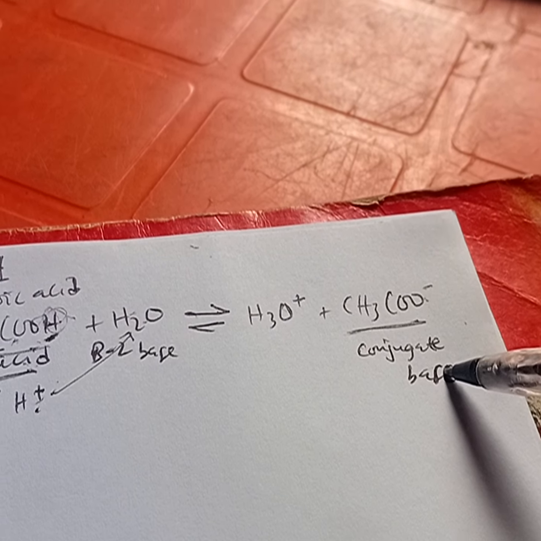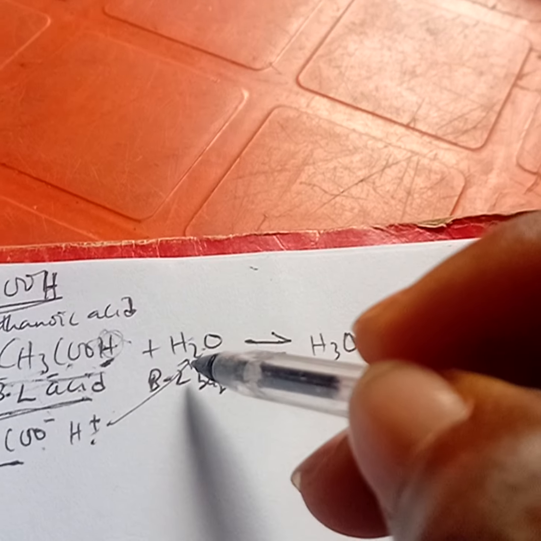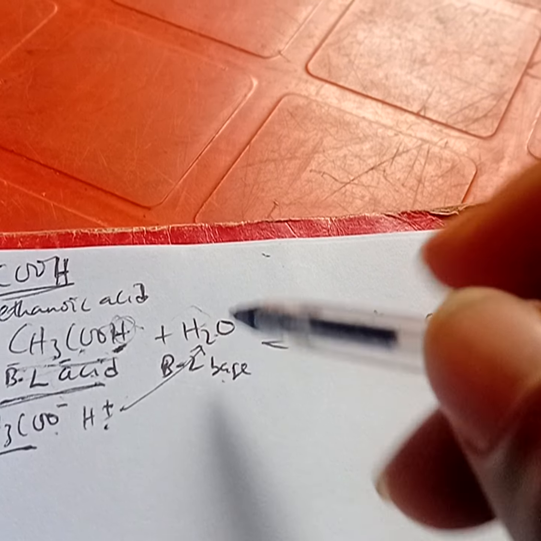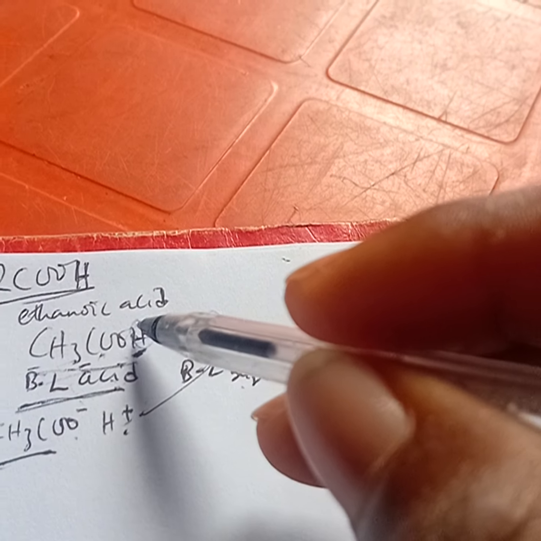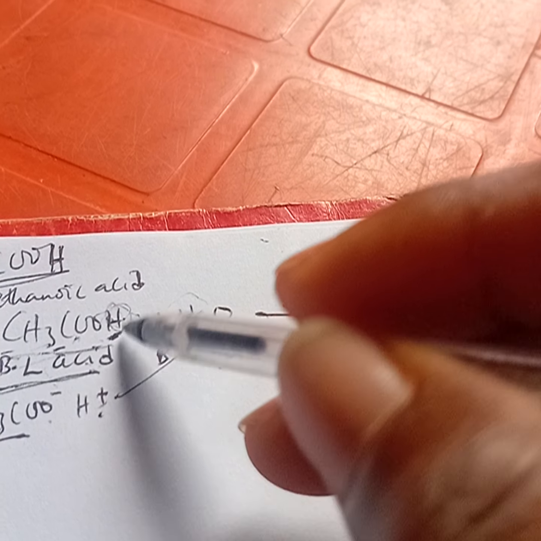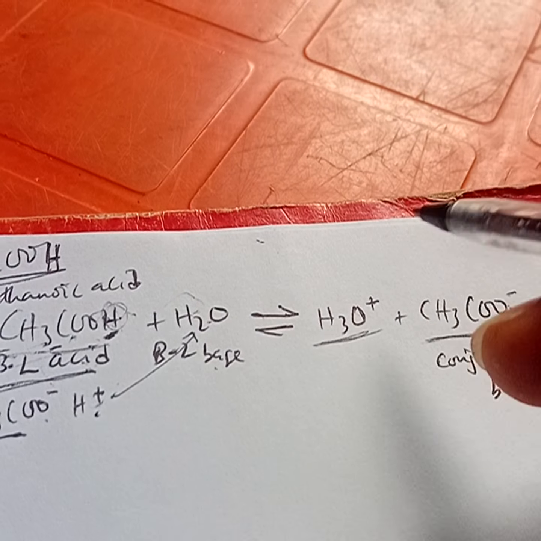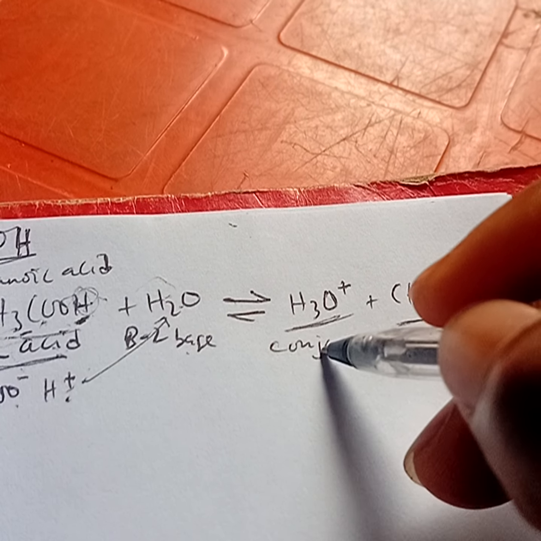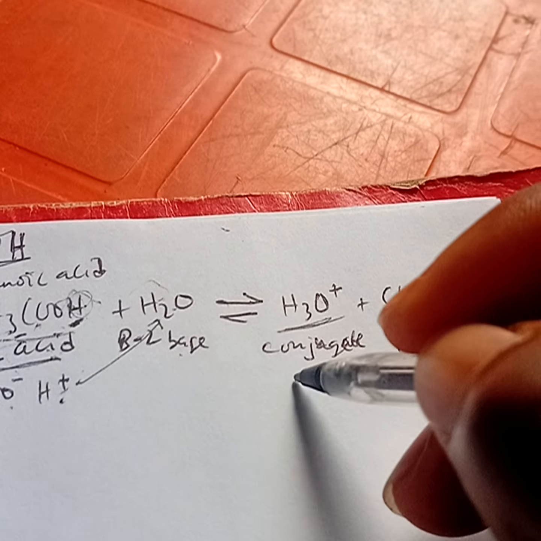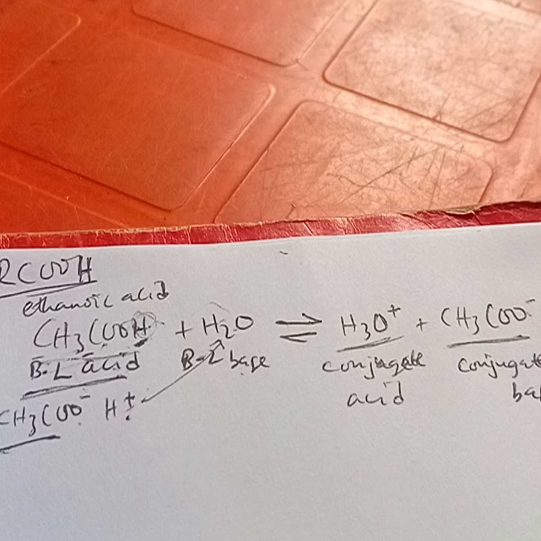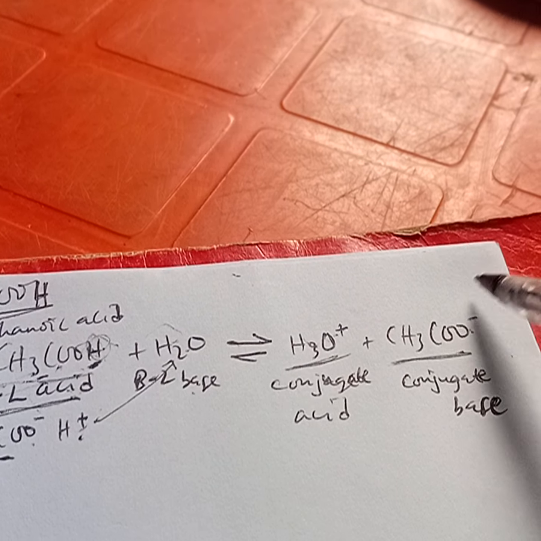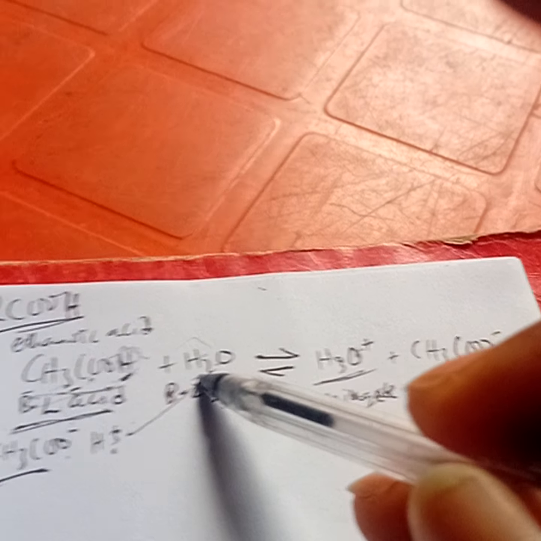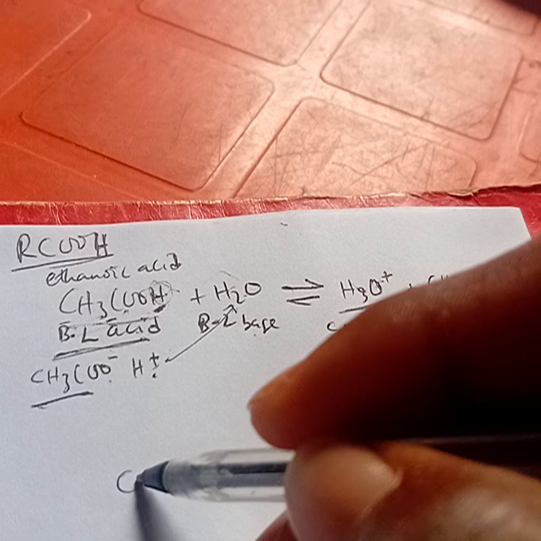A base is a proton acceptor. This is our Bronsted-Lowry base. After it has accepted the proton from the acid, it will form what? The conjugate acid, meaning that it can also donate a proton back to somebody and form the water back. So what are conjugate pairs?